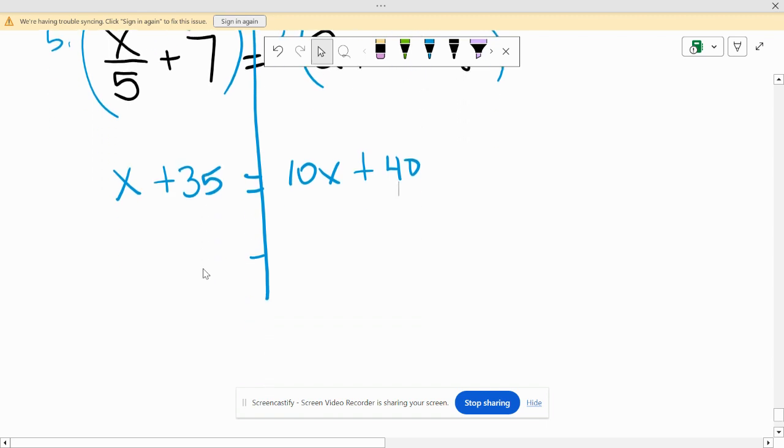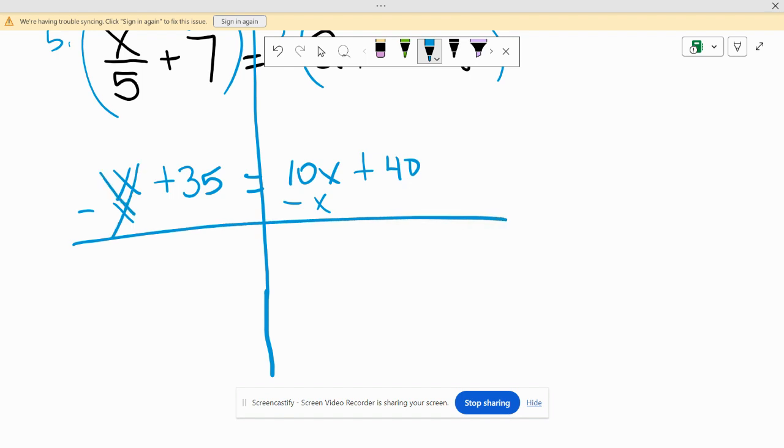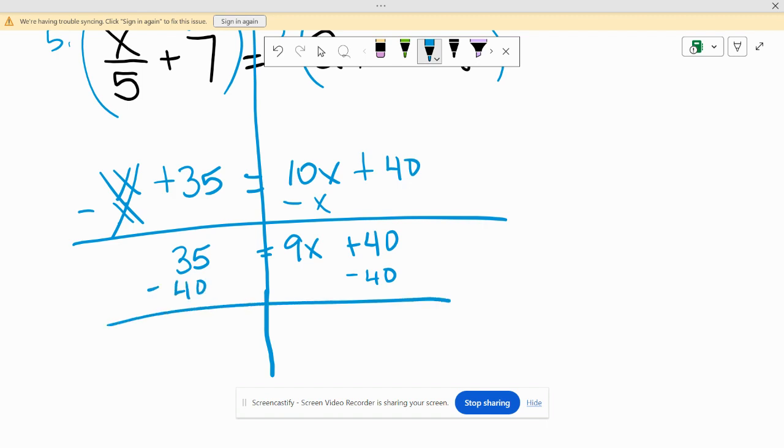Okay, now I've got this multi-step equation. It's simplified on both sides. So I'm just going to start choosing numbers to eliminate first. I like to keep my variables positive, so I am going to eliminate the x from each side. When I do that, I'm left with 35 equals 9x plus 40. Now I've got a 2-step equation here, so I'm going to subtract the 40.